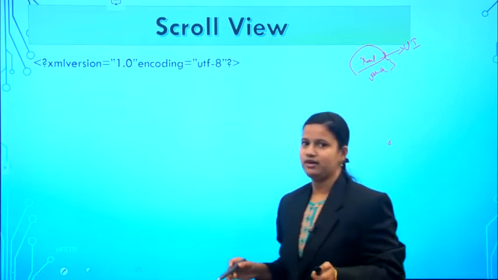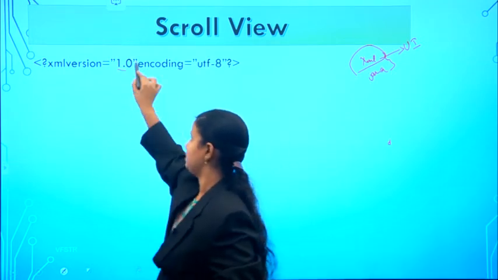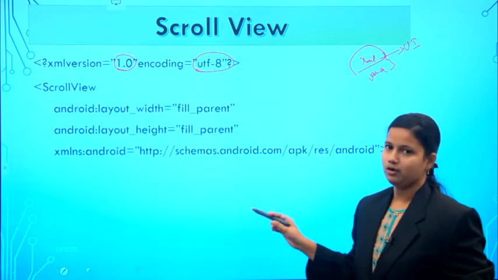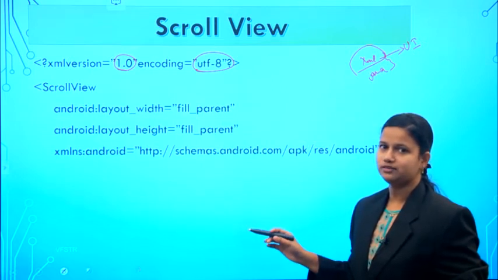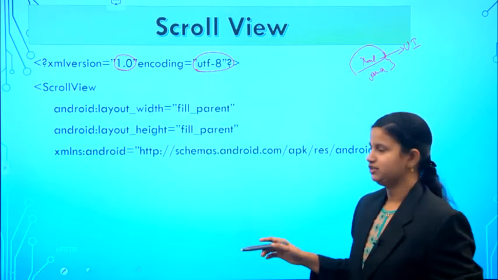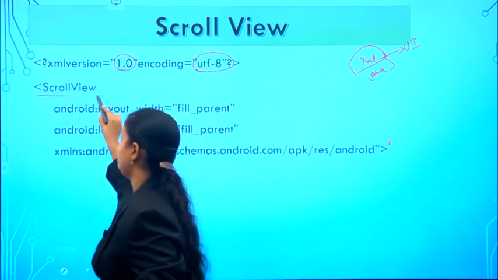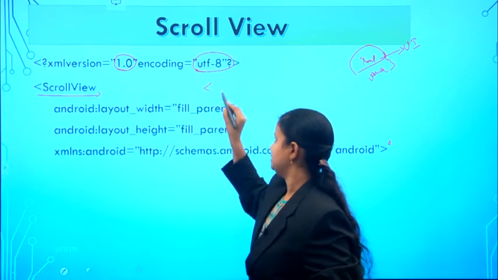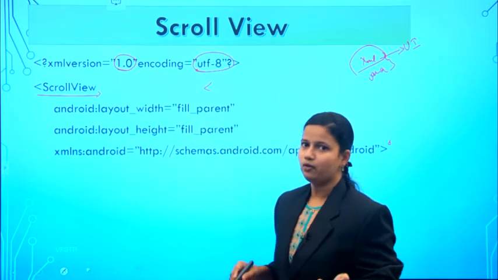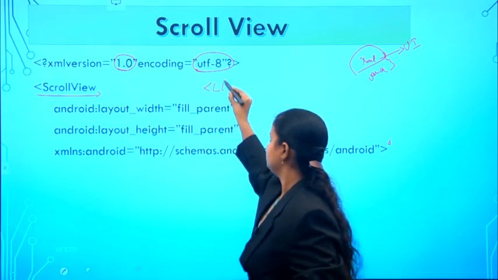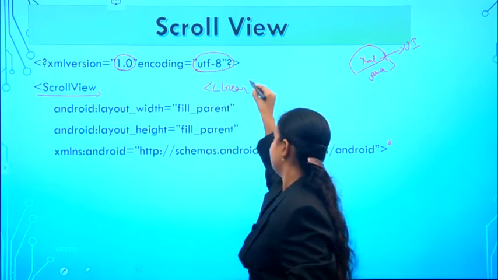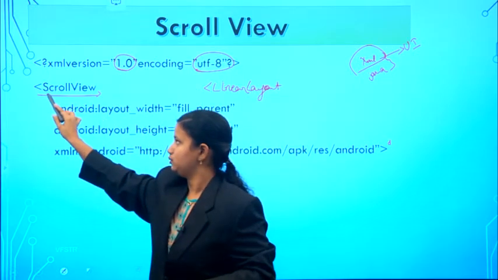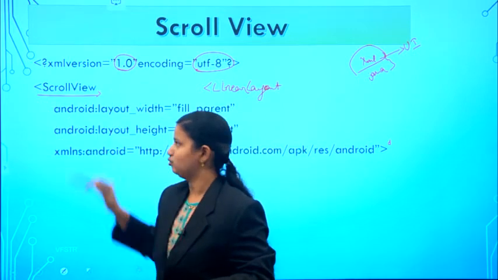Each and every XML file will contain one statement with the XML version and the encoding technique to convert the information. Next, we have to apply a scroll view to all the components or all the view group elements, so the scroll view is to be opened. Anything will be opened in Android like this in the XML file. Less than is a starting symbol. If you want to open a linear layout, you have to give less than linear layout. But in this case, I am using only the scroll view, so less than scroll view is the opening tag.